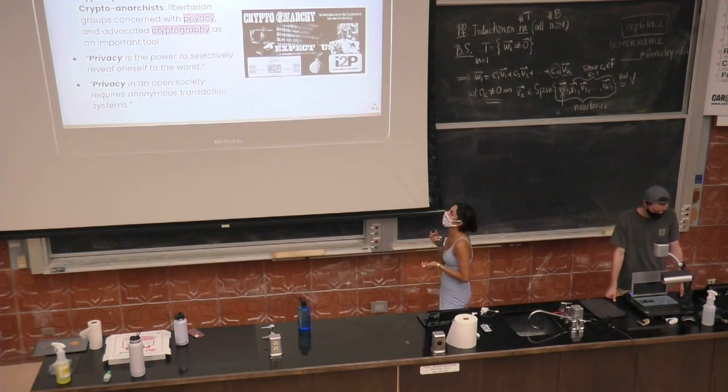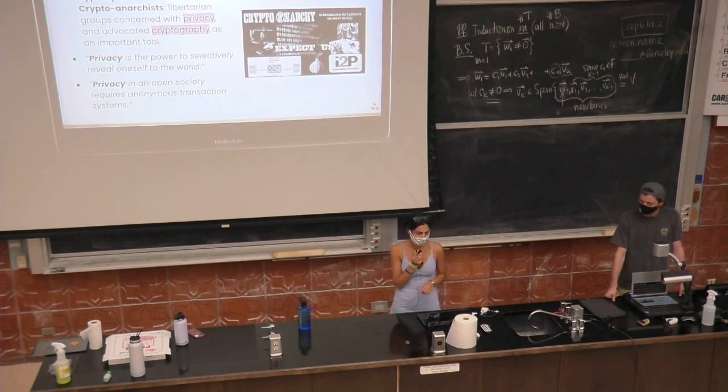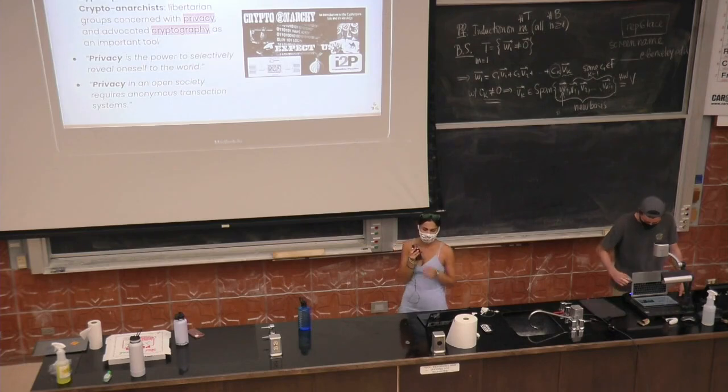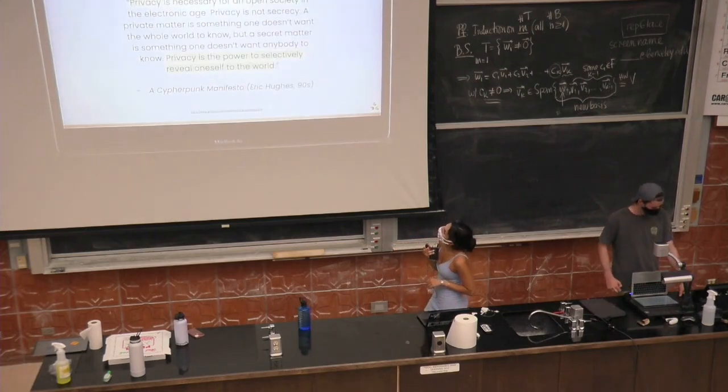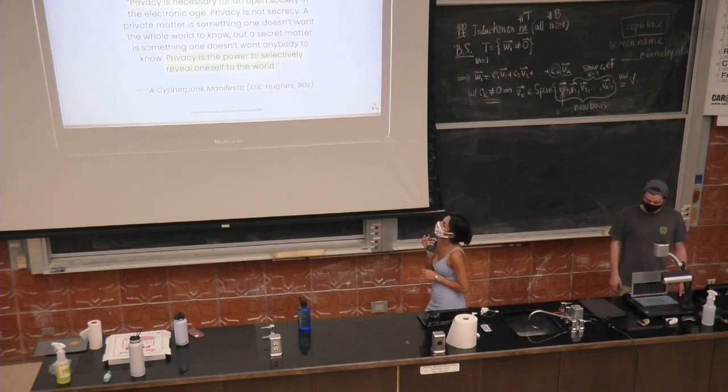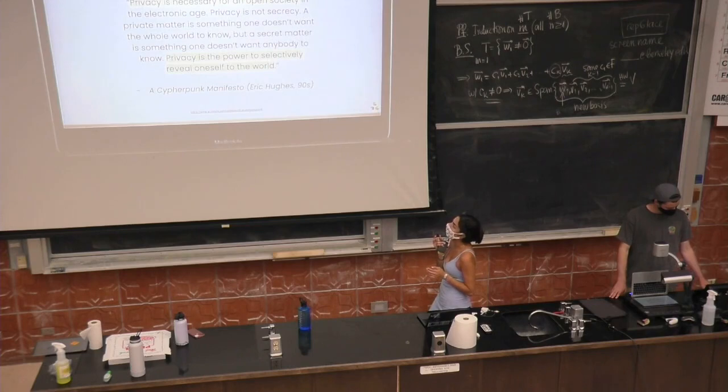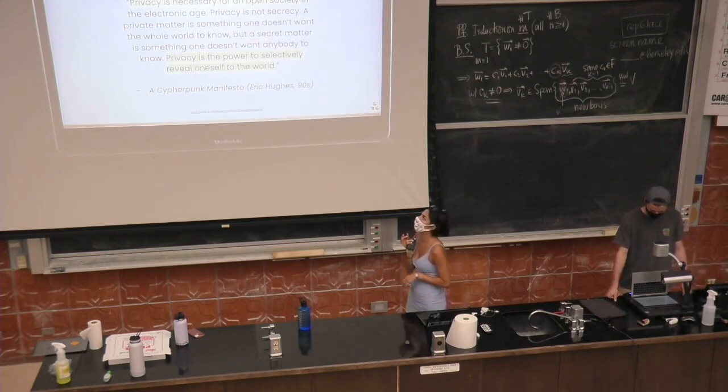Computer science researcher at Berkeley, Eric Hughes, is the one who wrote the Cypherpunk Manifesto. And a little excerpt from the Cypherpunk Manifesto is: privacy is necessary for an open society in the electronic age. Privacy is not secrecy. A private matter is something that one doesn't want the whole world to know, but a secret matter is something one doesn't want anybody to know. Privacy is a power to selectively reveal oneself to the world.